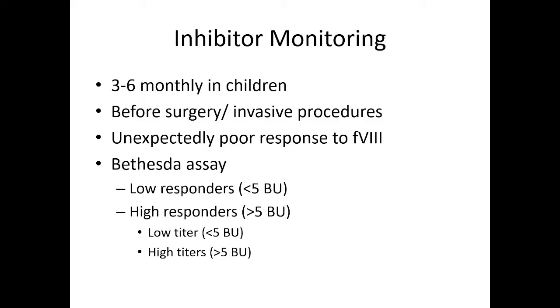Unexpectedly poor response to factor VIII: if factor VIII is not working, then we should think of inhibitors. The inhibitor level is reported in the Bethesda assay. If less than 5 BU, Bethesda units, then they are low responders. If more than 5 BU, then high responders. In high responders also there will be low titer and high titer.